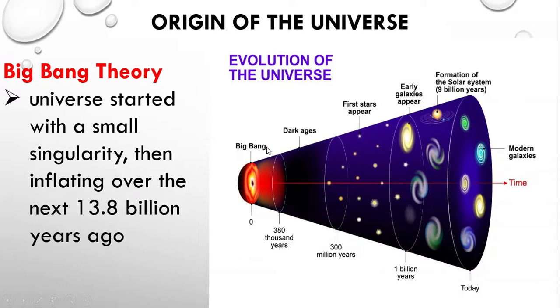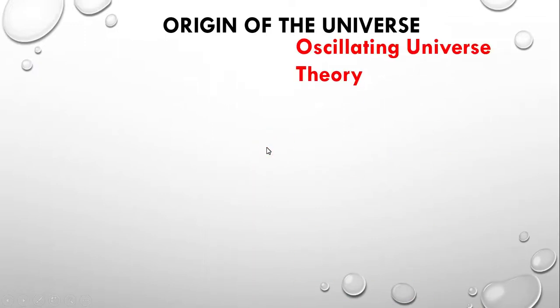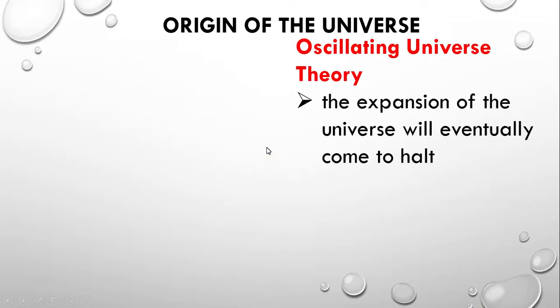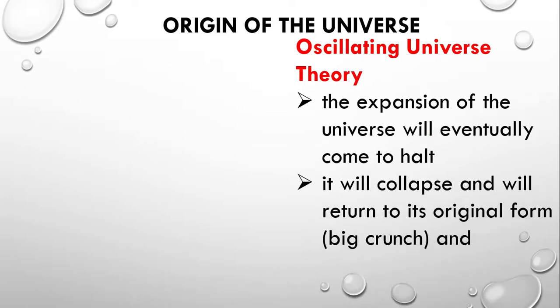And then we have another theory we call the oscillating universe theory. According to the oscillating universe theory, the expansion of the universe will eventually come to a halt. After the Big Bang, once the universe finishes expanding, it will stop expanding and then collapse, returning to its original form, what we call the Big Crunch.